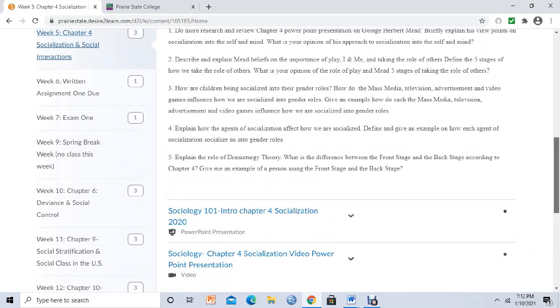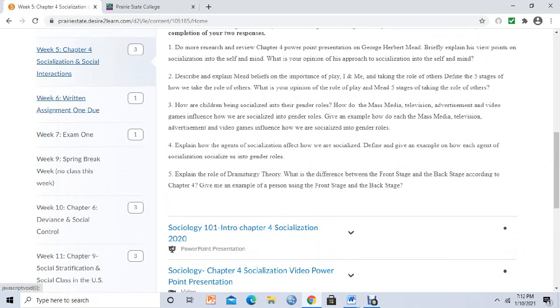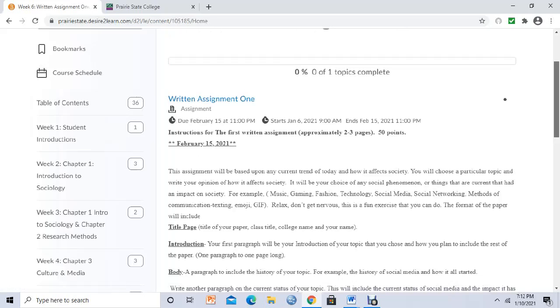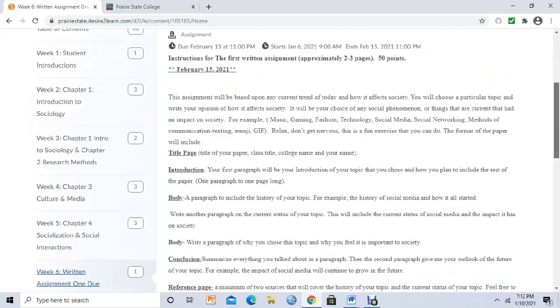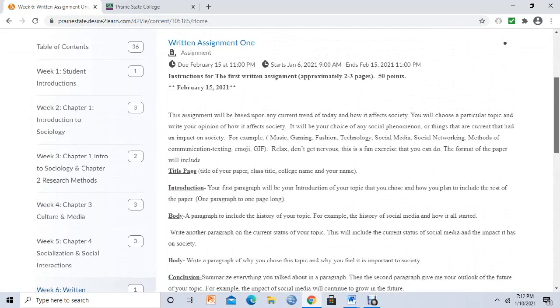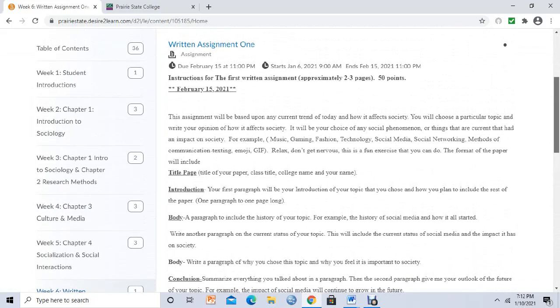As we get into written assignment 1, let's go to week 6 real quick. Here's more information right here. Where's my video at? Okay, I've got to post my video up here. I don't think I had a video. I don't have a video for this one. So this is pretty simple. It's 2 to 3 pages, worth 50 points.